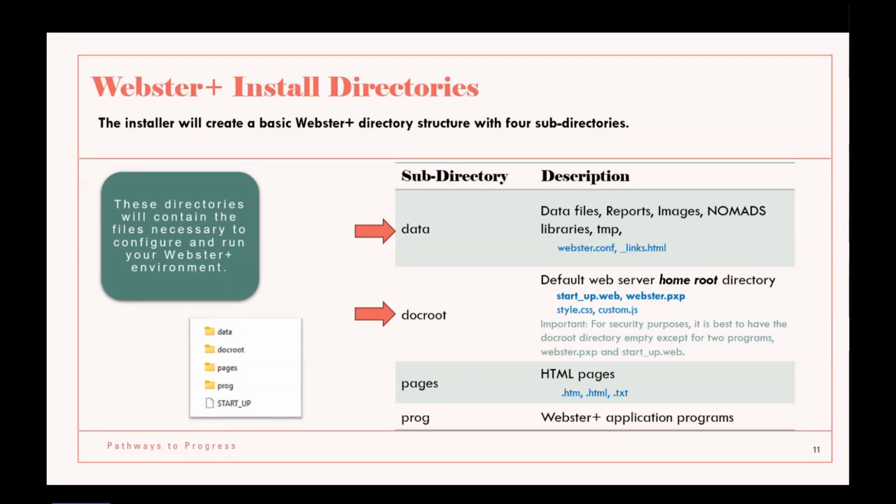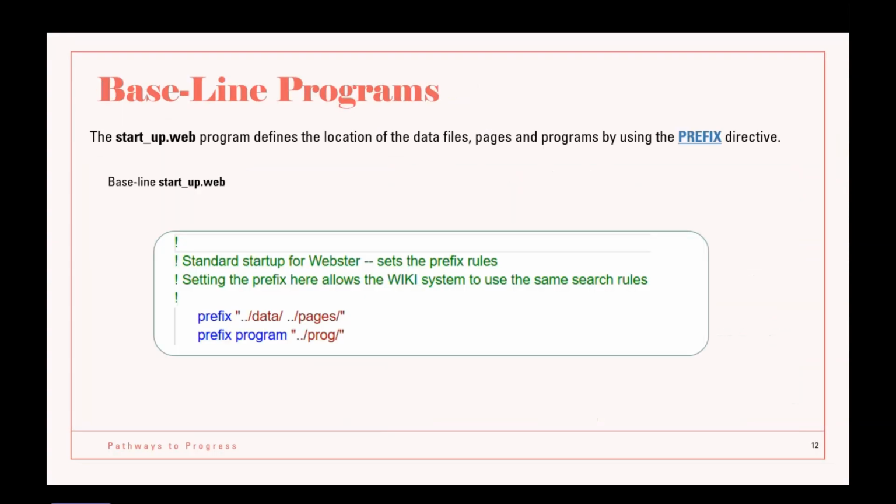The install will create 2 programs as well, startup.web and webster.pxp. This is also where you will be saving your style sheets and your JavaScript files. It's important to know for security purposes, it's best to have the doc root empty, except for these particular programs and files. Your pages directory is where all the HTML, HTM, and text files will be saved. And finally, the prog directory for all those programs that are needed to run our applications.